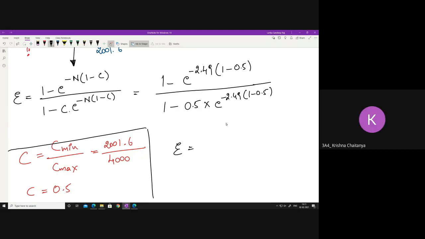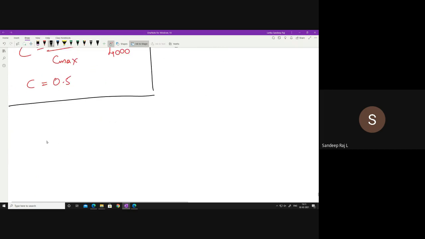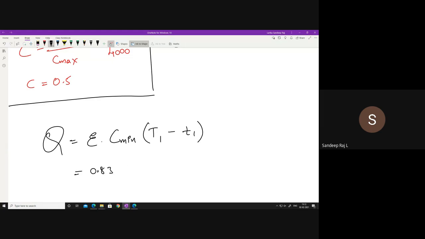Sir, is it 0.83? Effectiveness value is 0.83. Good. So you're done with effectiveness. What you have to do is find the Q value. Q is equal to effectiveness into C min into (capital T1 minus small t1). This is the formula. Effectiveness we just found as 0.83.